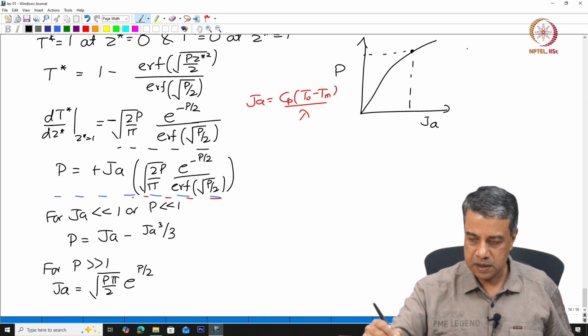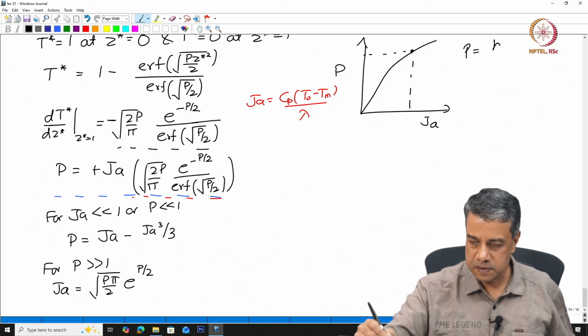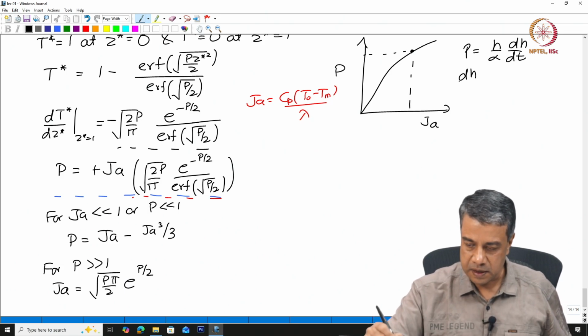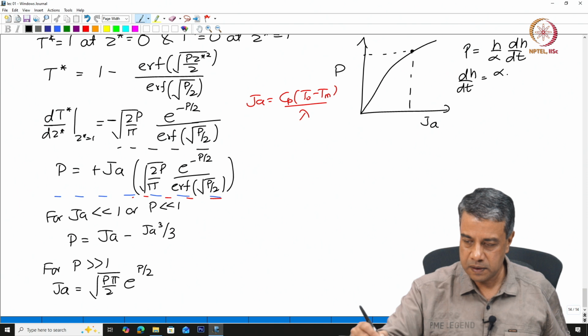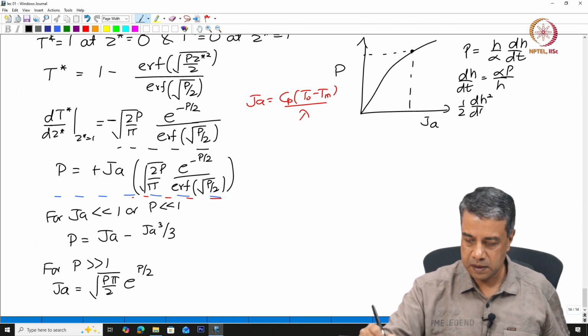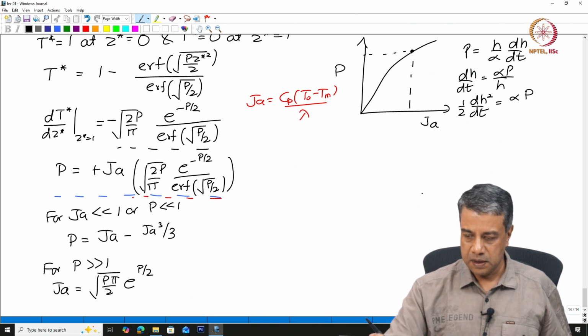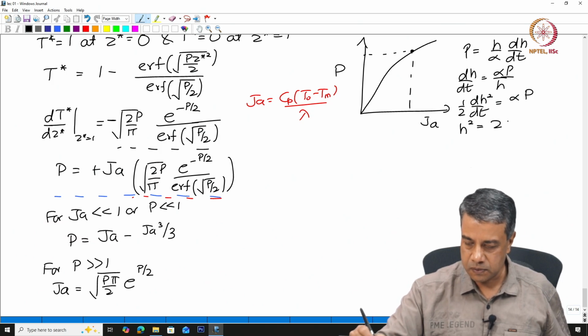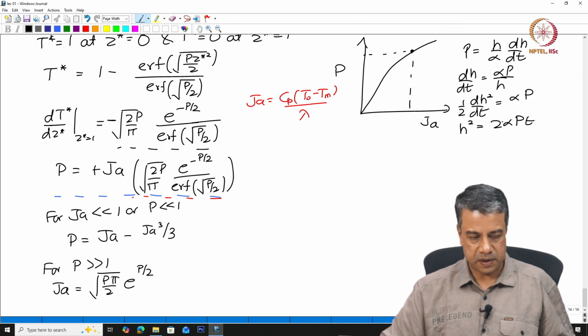And I know that P is equal to h by alpha dH by dt. That is a constant. It is independent of time. So, therefore, I can determine dH by dt. dH by dt is equal to alpha by h into P. Or alternatively, half d of h square by dt is equal to alpha times P. If h is equal to 0 at t is equal to 0, then I will get h square equal to 2 alpha P t, just by integrating this equation directly.